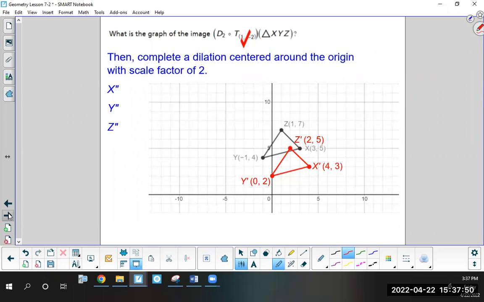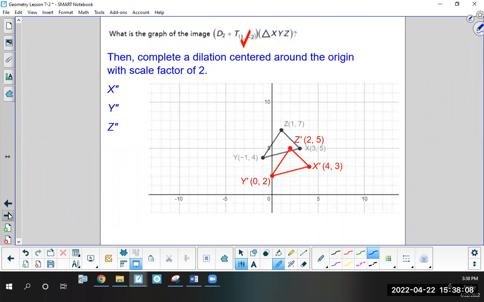All right, there's the thing. I just expanded it a little bit, to give us a little bit more graph to work with because we are going to dilate this. We're going to make it bigger because it has a scale factor of 2. So now I checked off translation because we did that. Now we have to dilate. Okay, dilate with a scale factor of 2.